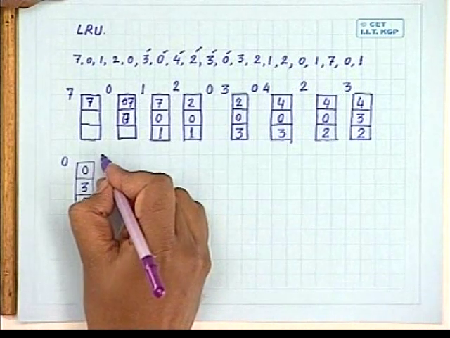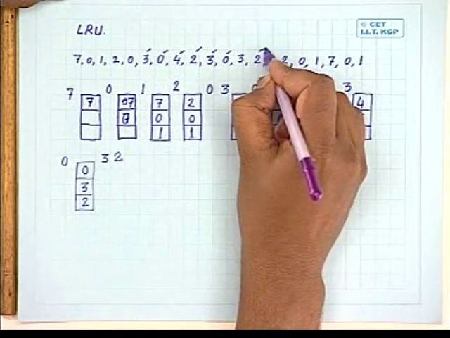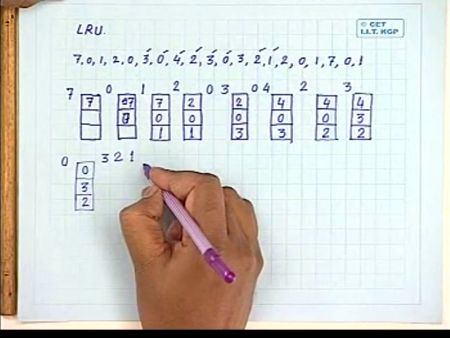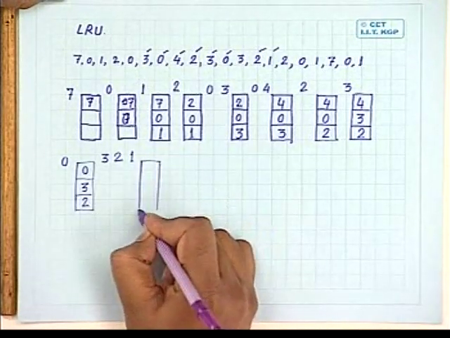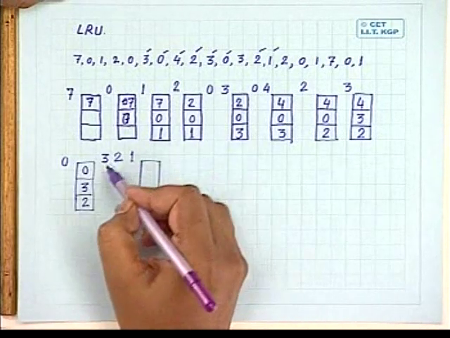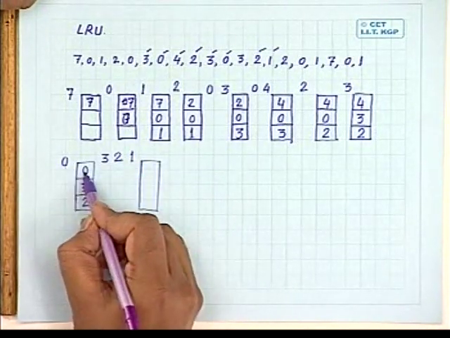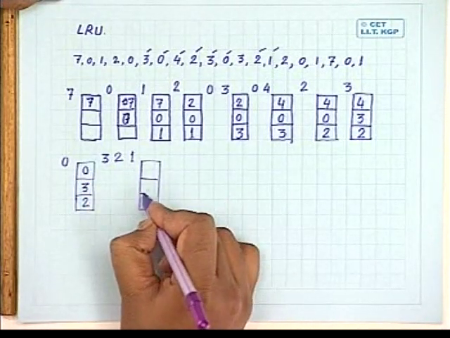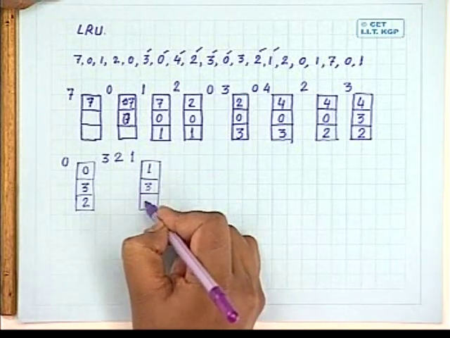Next time 3 is referred, no page fault. 2 is referred, no page fault. When 1 is referred, again there is a page fault. So in this case, which is the least recently used one? Most recently used one is 2. Before that we had 3, and 0 is the least recently used page. So you replace 0 by page number 1. So what we have is 1, 3, 2.